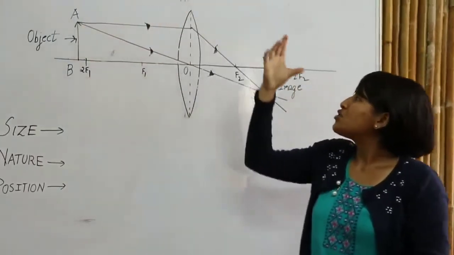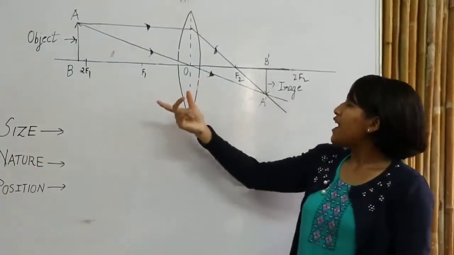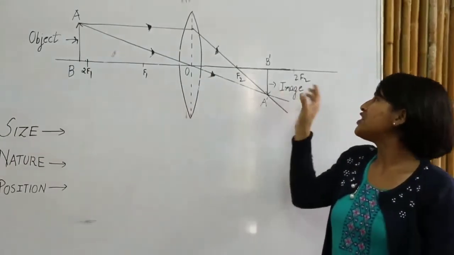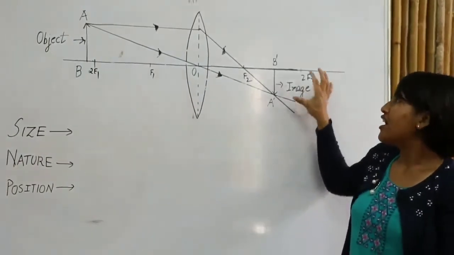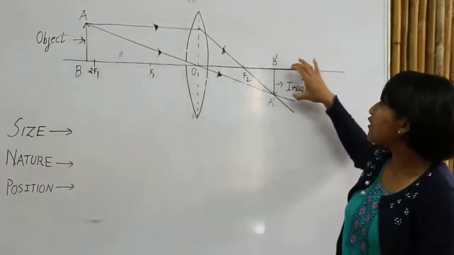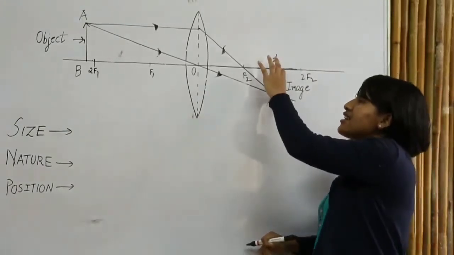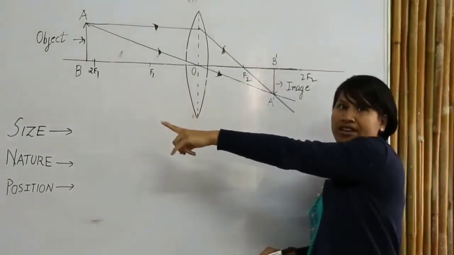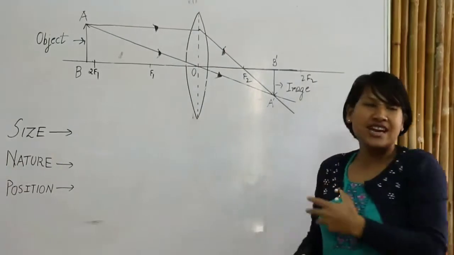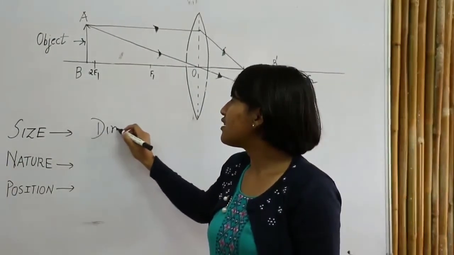Now we will compare and try to find the position of the image. When you compare the size of the object to that of the image, you will find that the image is quite small compared to the object. So what happens to the size of the image? It is diminished.